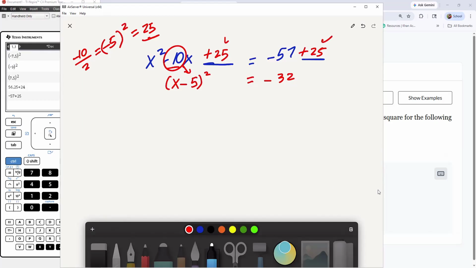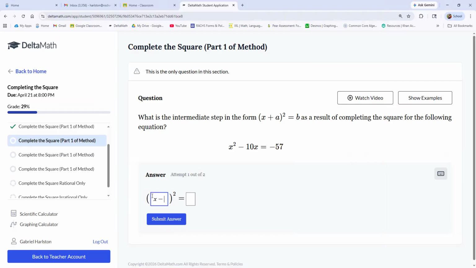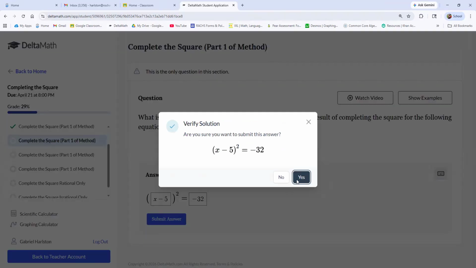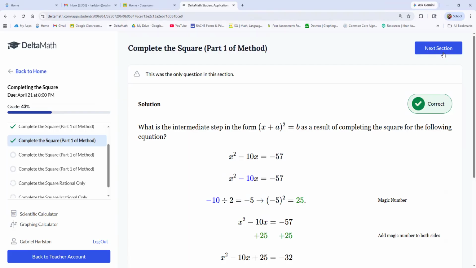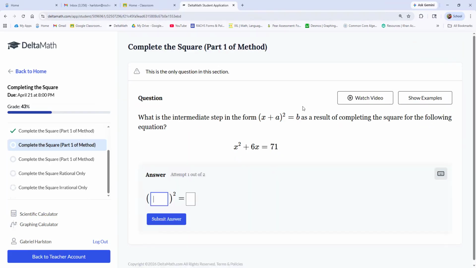All right, so let me go and show you. This is going to be x minus 5, and then this is going to be negative 32. Negative 32. Submit. Got it. All right. Let me do one more. So what we have here is x squared plus 6x equals 71. So now let me jump to my iPad and finish this.